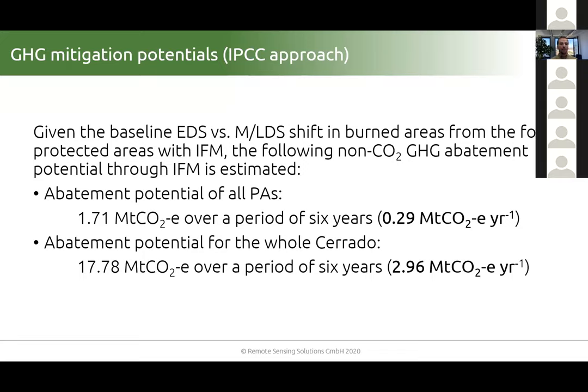The abatement potential for all protected areas in the Cerrado would be about 1.7 megatons CO2 equivalents over a period of 6 years. That is approximately 0.3 megatons per year. And the abatement potential for the whole Cerrado would be 17.8 megatons CO2 equivalents over the same period, equal to almost 3 megatons CO2 equivalents per year. But saying that, we are calculating that in more detail. These are preliminary results and must be confirmed soon.